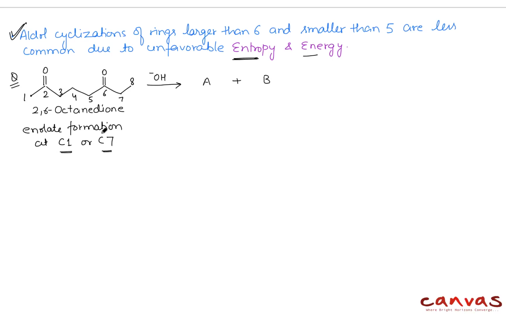So let us form the 2 products. Okay, so first let us say enolate at C1 attacks C6. So you have this CH2 negative enolate here.